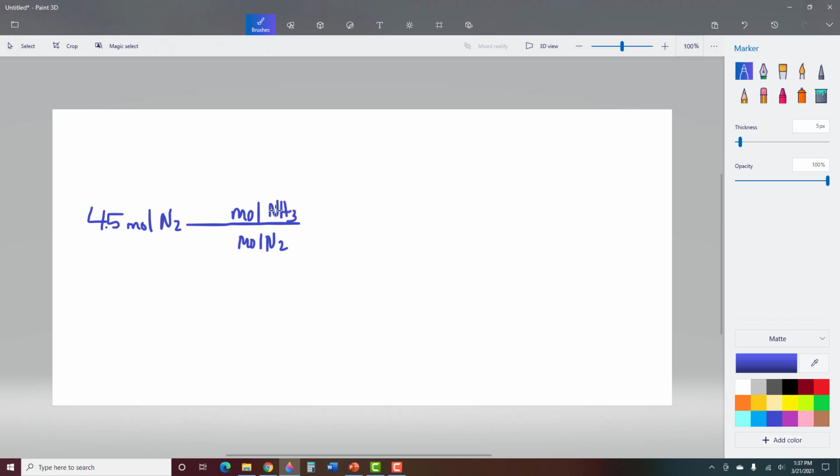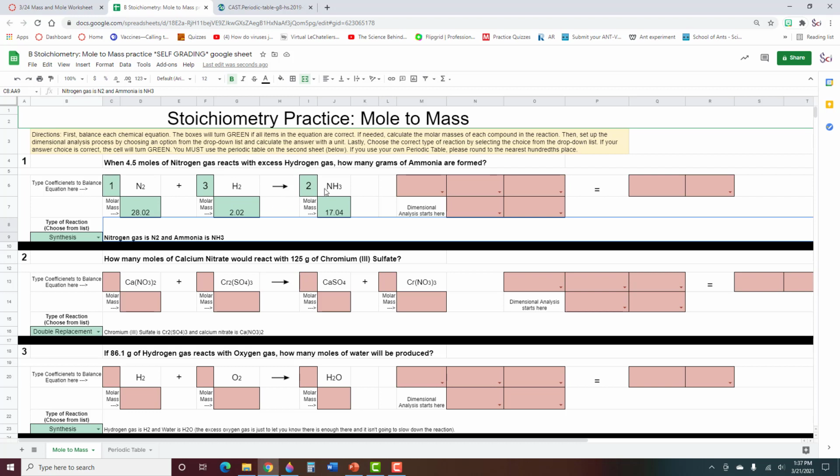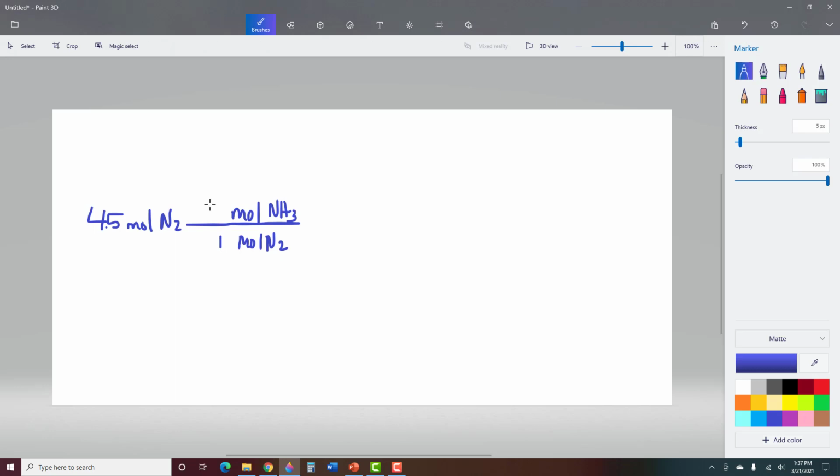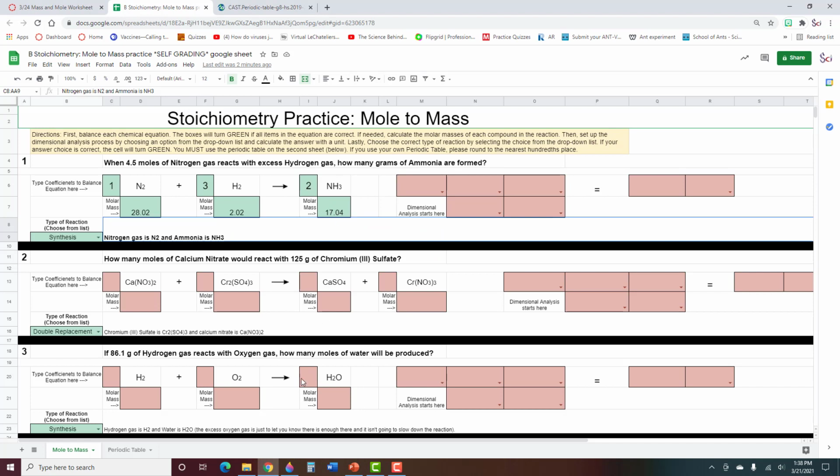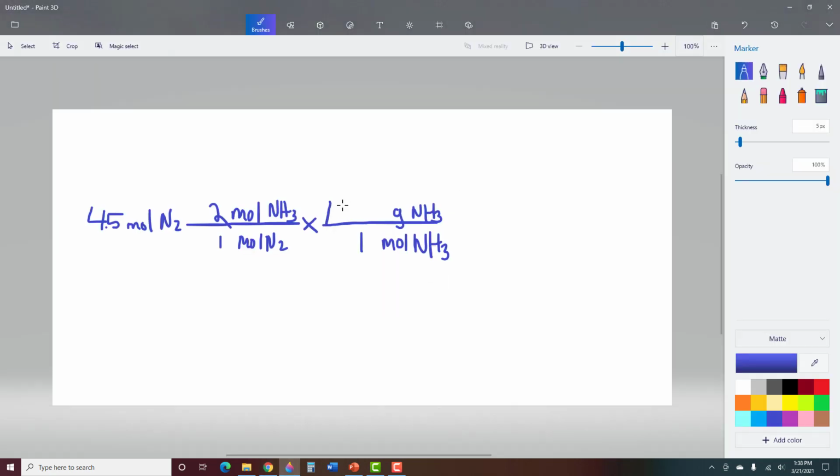Now I have moles over moles, so this is where I go to the equation. The NH3 has a 2 in front of it, and N2 is a 1. So 1, and this one was 2. Second division bar, top unit always goes on the bottom: moles of NH3 down here, and they want me to convert into mass, so that would be grams of NH3. Whenever grams and moles are together, this mole is always 1. This grams comes from the molar mass, but we already did that, so it's right here, 17.04.